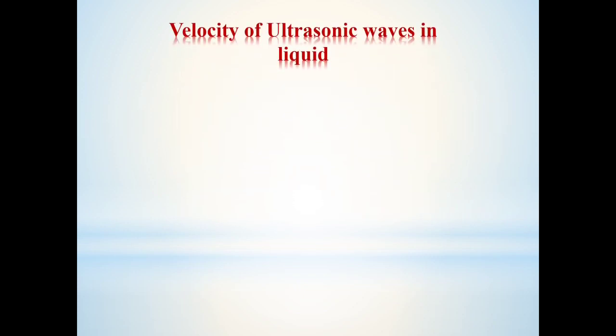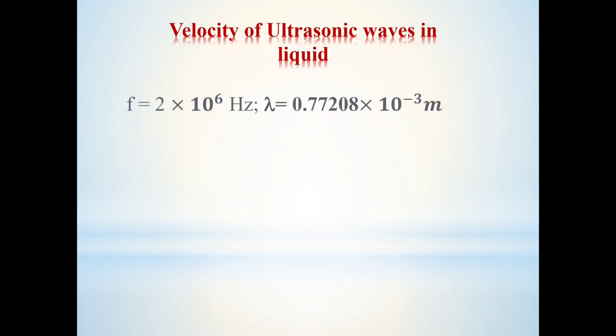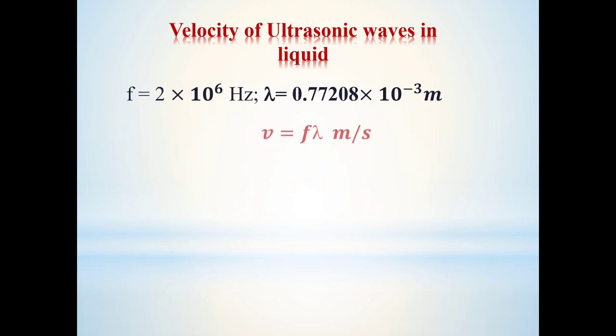Okay, now let us calculate the velocity of ultrasonic wave in water medium. The formula to find the velocity is F into lambda meter per second. The velocity of an ultrasonic wave in water medium or in any liquid medium is given by V equal to F lambda meter per second. F is the frequency of the ultrasonic interferometer. It will be mentioned in the interferometer itself. So F is equal to 2 into 10 power 6 hertz.